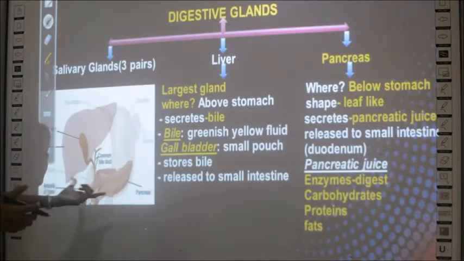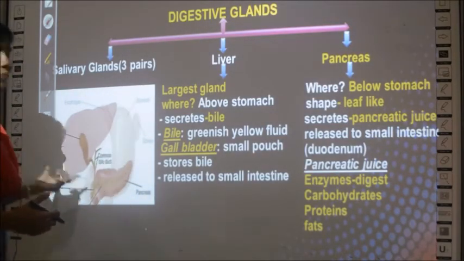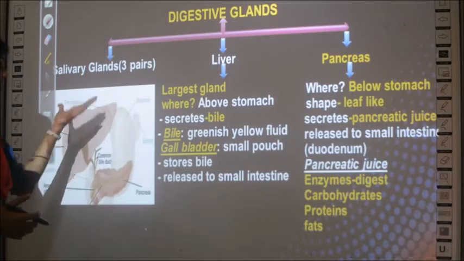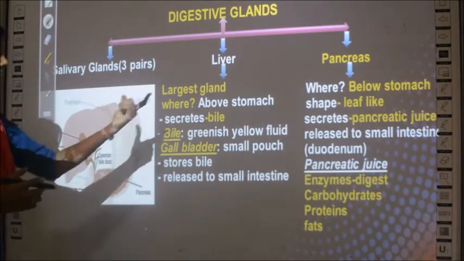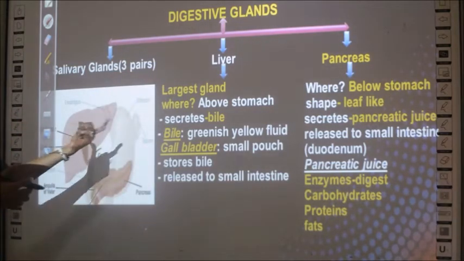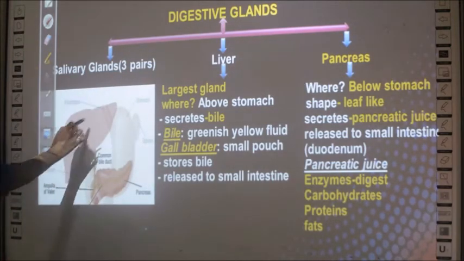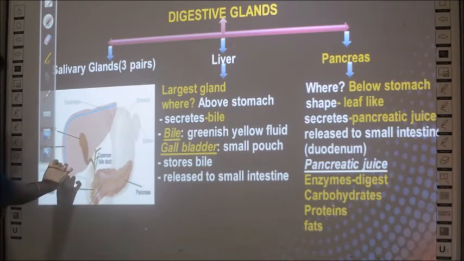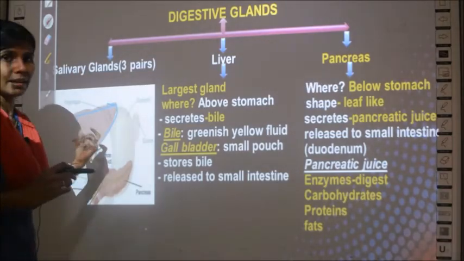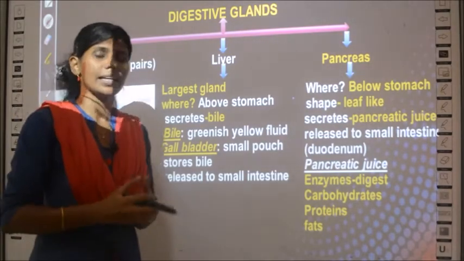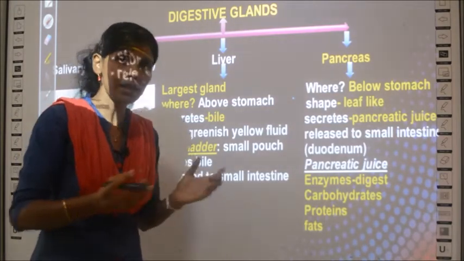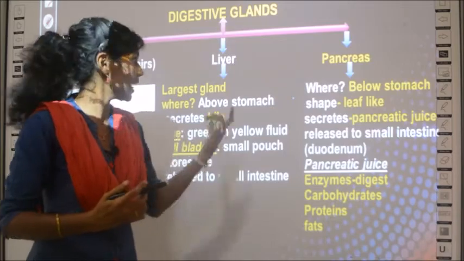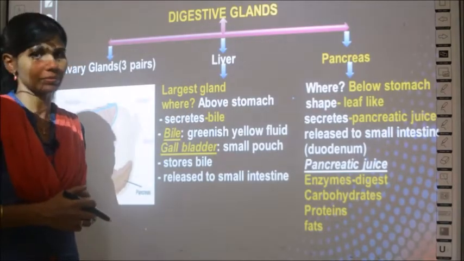Where is the liver? See, this is the enlarged region of your intestine. The digestive system is enlarged and shown here so that you can clearly see the liver and pancreas. So where is the liver here? Usually the liver is triangular in shape. Can you see a triangle? So this is the liver, and it is the largest gland. What does this mean? You have many glands in your body. Among all the glands, which is the largest gland? The liver is the largest gland.